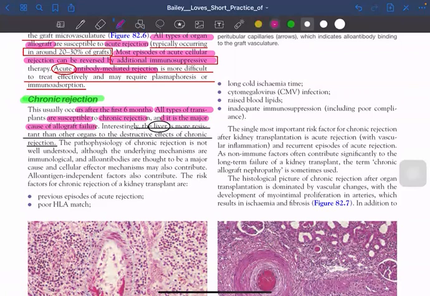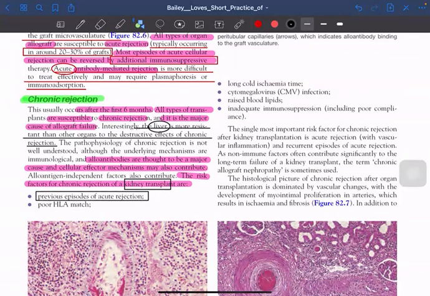The pathophysiology of chronic rejection is not very well understood, while alloantibodies are thought to be a major cause, and cellular effector mechanisms may also contribute. The risk factor for chronic rejection of a kidney transplant, this is for kidney transplant only, is the previous episode of acute rejection, and most importantly, the previous episode of acute rejection is the most important predictor of chronic rejection, which is given in the subsequent part of the chapter.